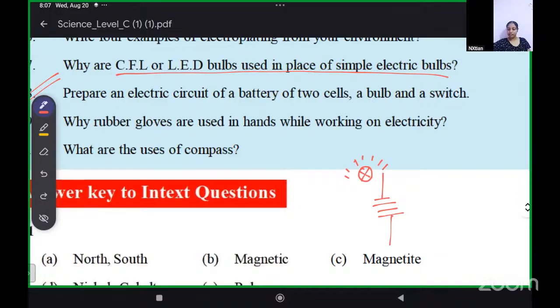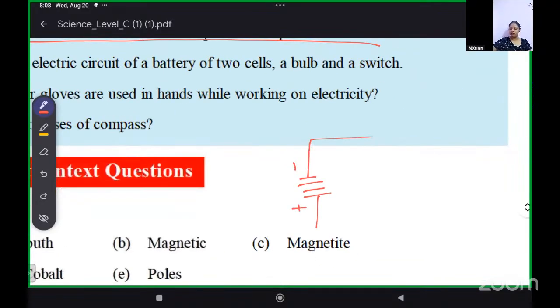Also, when you're making the battery, you can also make the terminals. Make the positive on one side, a small plus and a small minus. You can show the positive and negative terminals. Then in your circuit, what else can you do? You can show the traveling of the current if it is a closed circuit. Okay, like this.